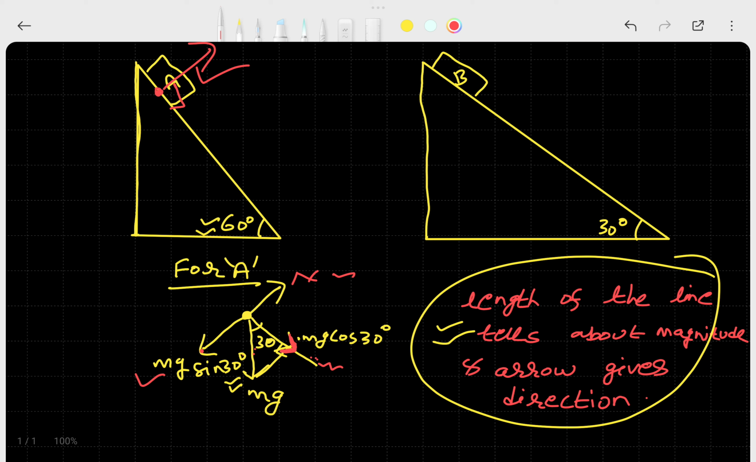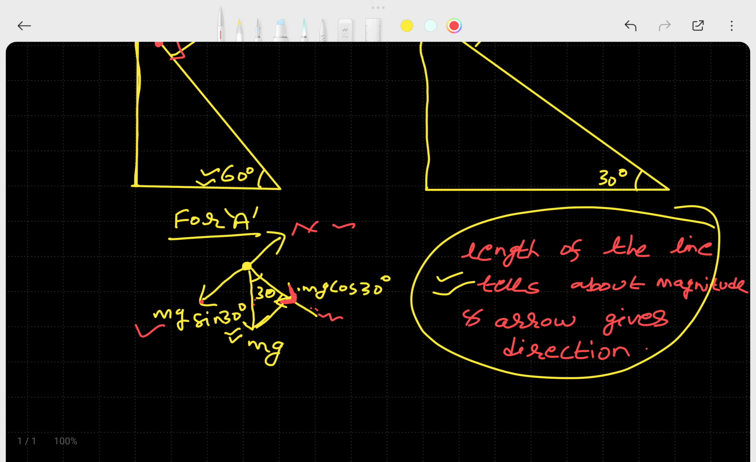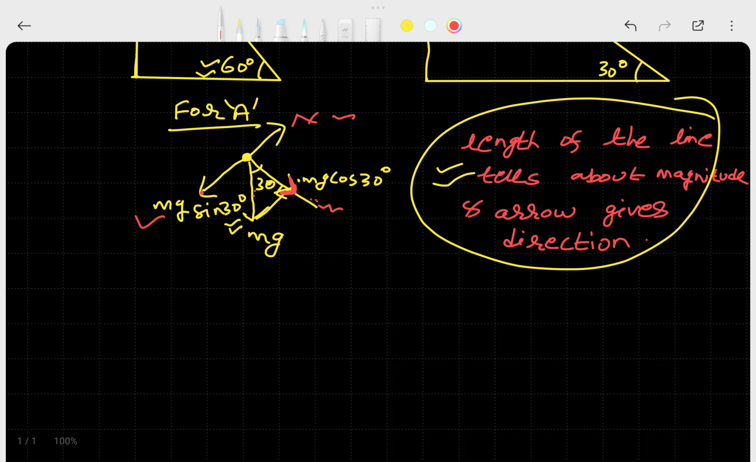Now the major part is why I haven't taken the horizontal component. Now let me complete it. mg cos 30 degree. So using Newton's second law, again that Newton's second law, net force F net is equal to mass into acceleration.